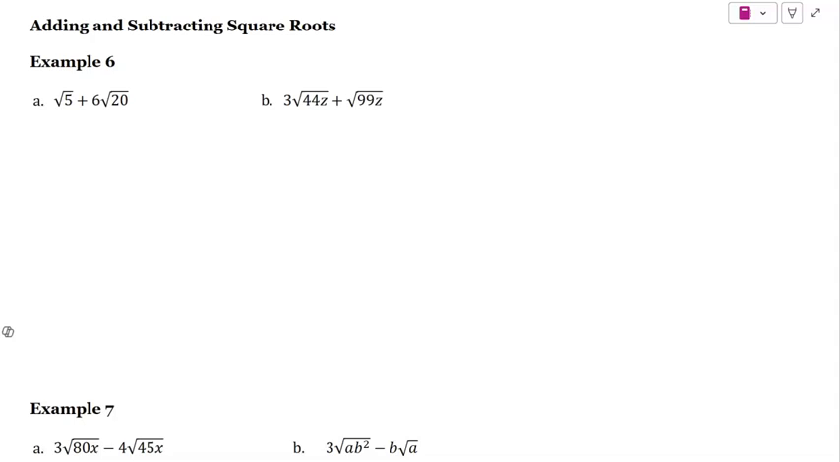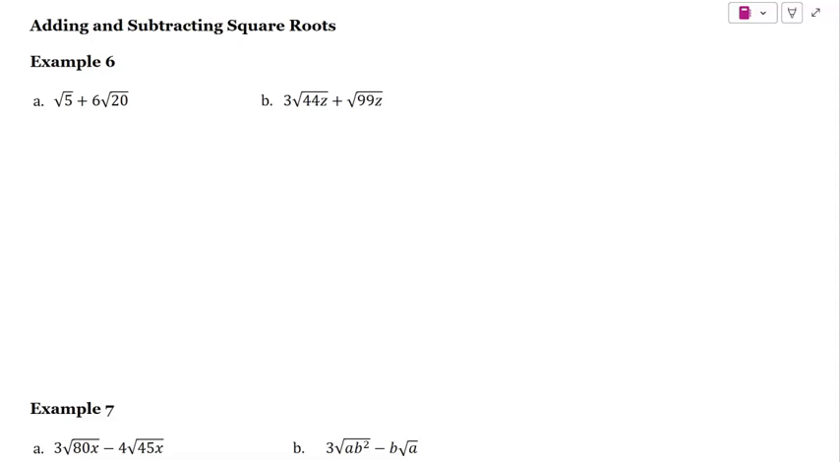Adding and subtracting square roots. Whenever we add two terms together, they have to be alike, meaning they have to have the same structure. Looking at example A, we have two square roots in our problem that we're trying to add together. One is a square root 5 and the other is a square root 20. So we want to try to change them so that they match, so that they are like terms.